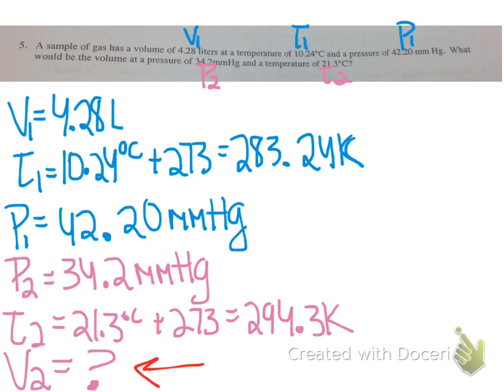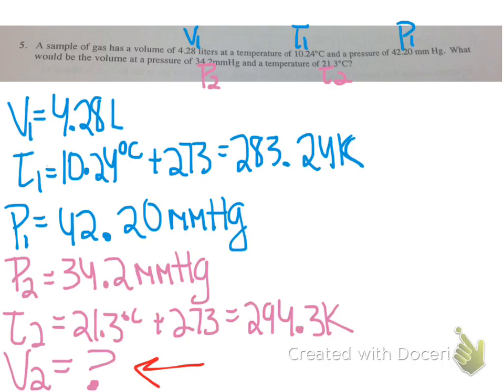So I'm going to give you an example that you can try with the equation. A sample of gas has a volume of 4.28 liters at a temperature of 10.24 degrees Celsius and a pressure of 42.2 millimeters of mercury. What would be the volume at a pressure of 34.2 millimeters of mercury and a temperature of 21.3 degrees Celsius? The first thing you want to do is identify each variable of your equation, so that you can figure out what you're looking for.